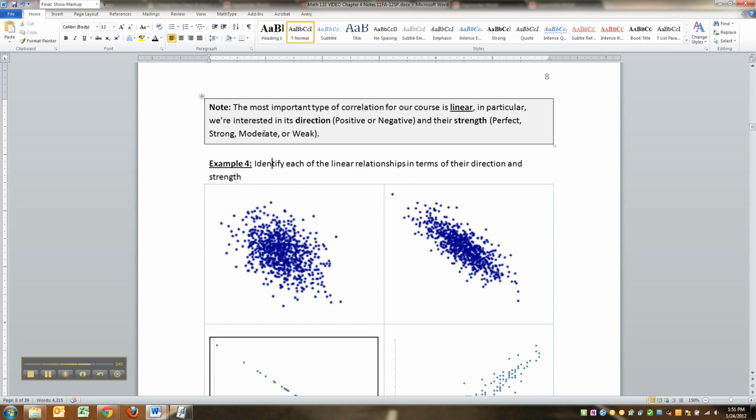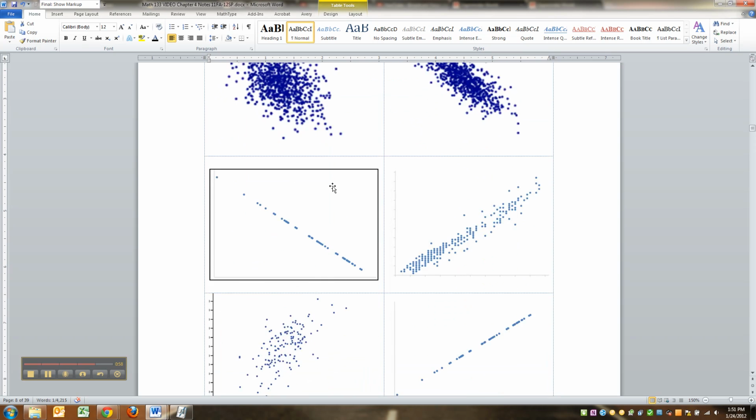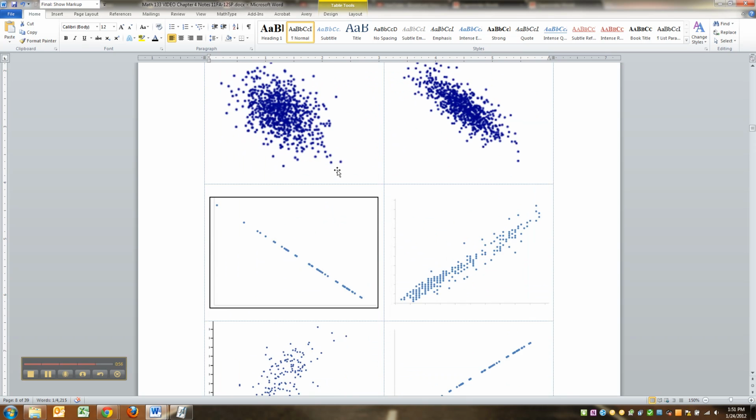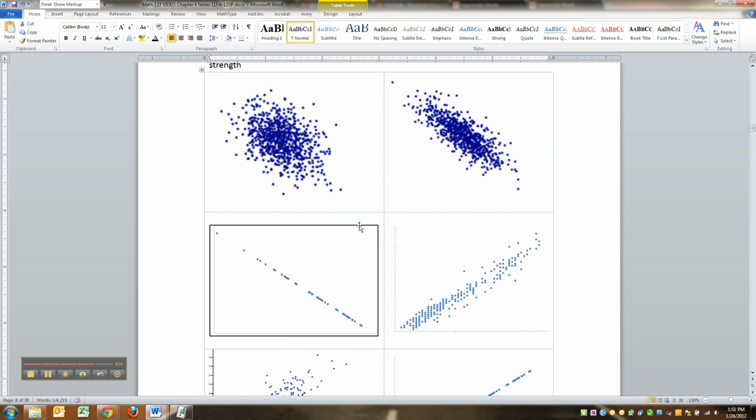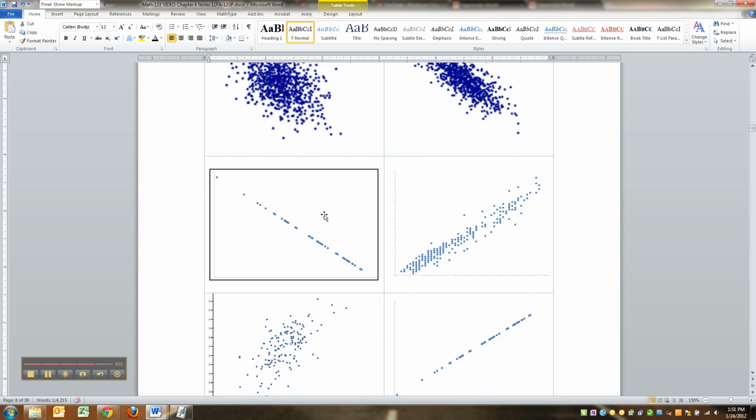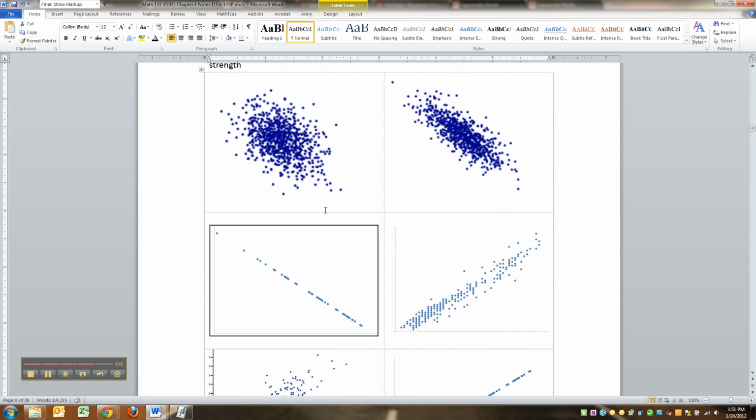So the most important type of correlation for our course is linear. We're really interested in lines. In particular, we want to know direction. Is it positive or negative, which we ran into before? And we also want to know, is it a perfect correlation? Is it a strong, moderate, or weak correlation? So we're going to look at these, and you're going to judge which ones of these are strong, which ones of these are weak. Are any of them perfect? Yes, a couple of them are. All right, so pause me for a second and go fill them out. And I'll do it too.